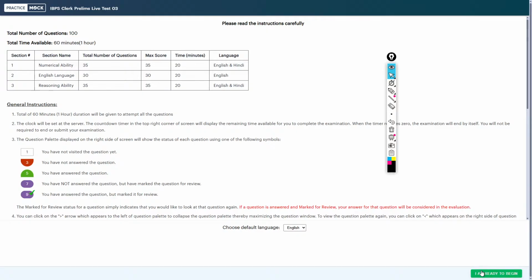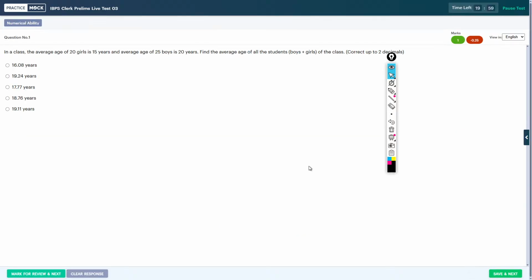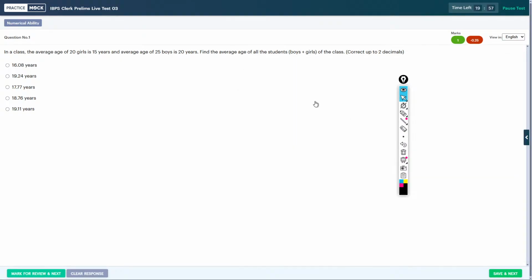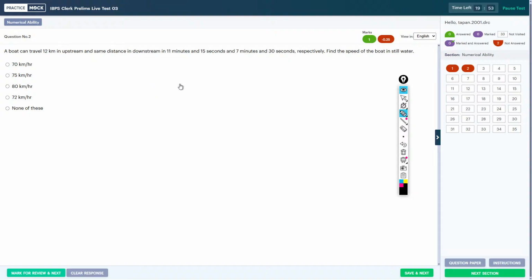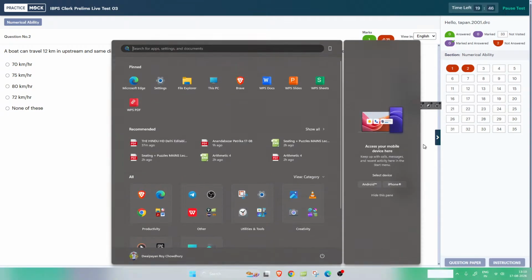So first one is numerical ability. Write up to 2 decimals. Upstream... what's going on? Let me pause it and check it.